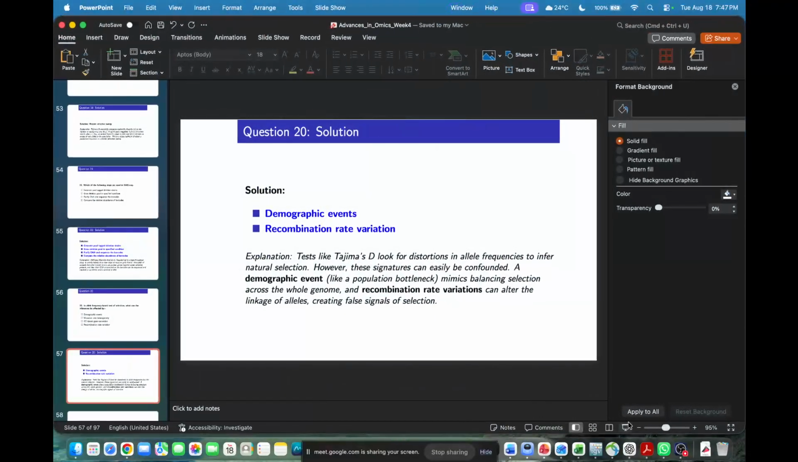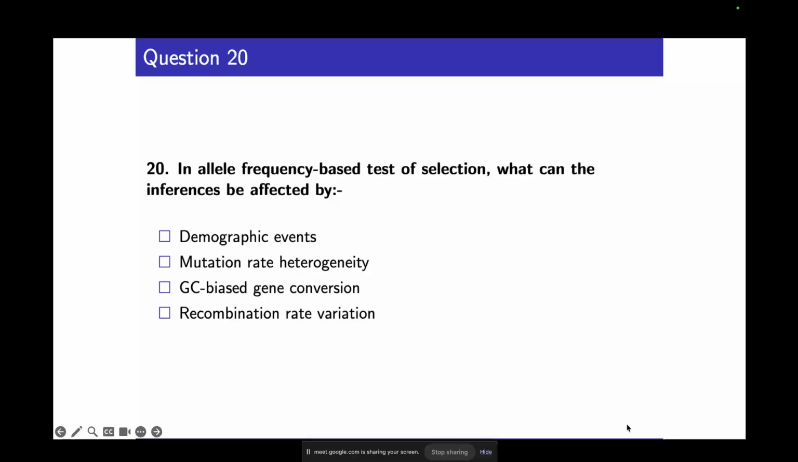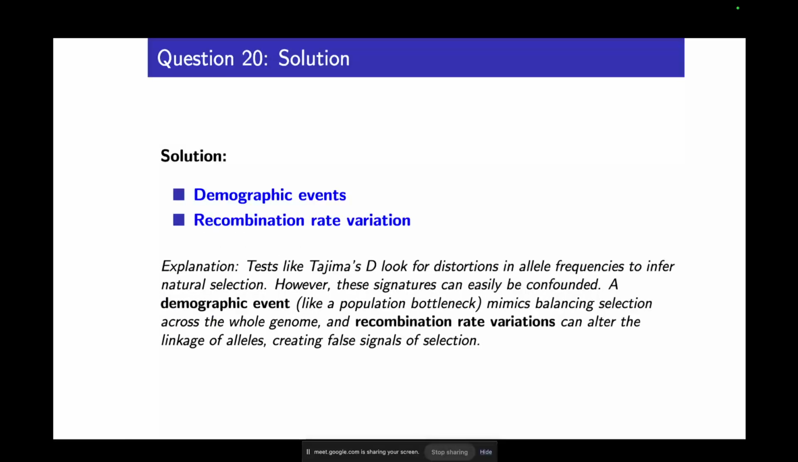So the question was, in an allele frequency-based test of selection, what can be the inferences affected by demographic events, mutation rate heterogeneity, GC biased gene conversion, and recombination rate variation? So demographic events will definitely change the inference because, for example, in Tajima's D, a demographic event like a population bottleneck or a founder event can mimic balancing selection across the whole genome, but actually it is not. This is a population bottleneck, right?